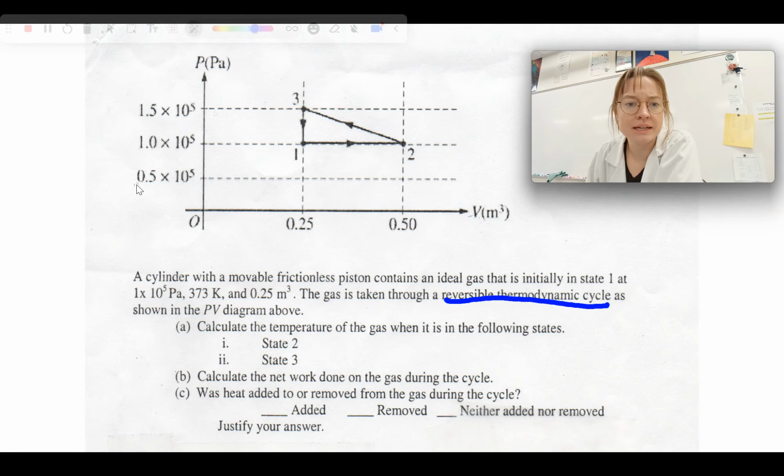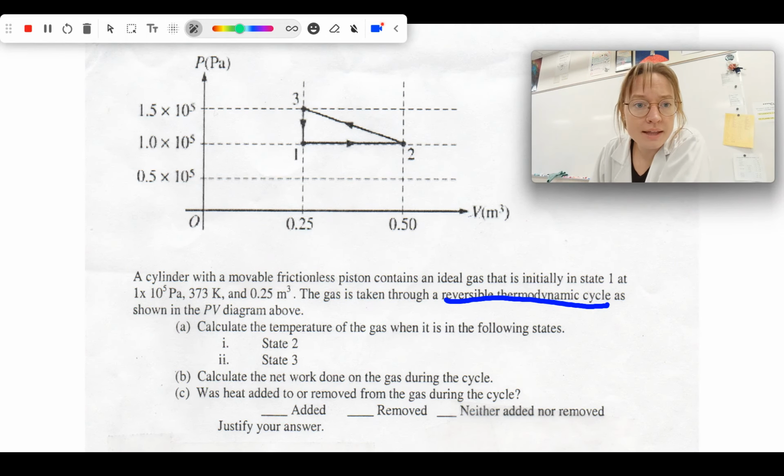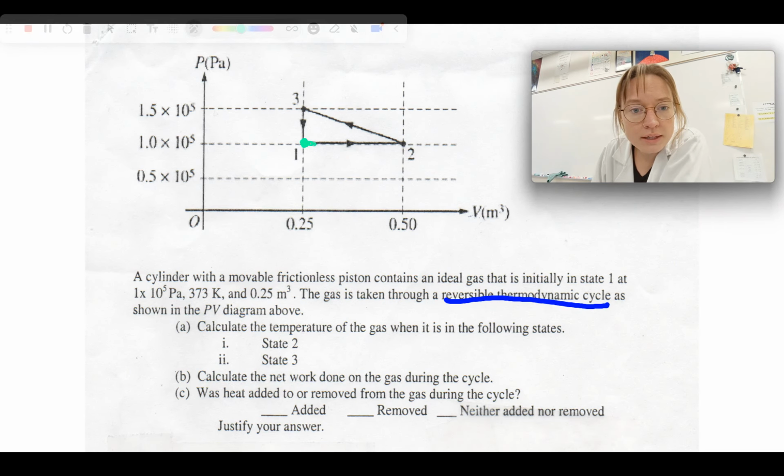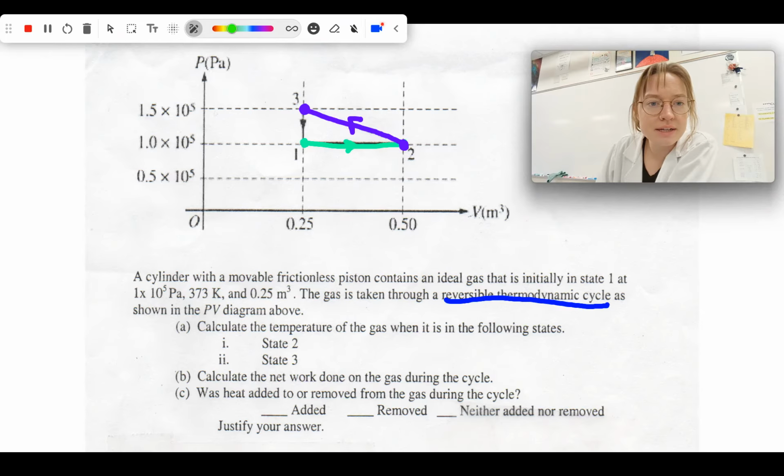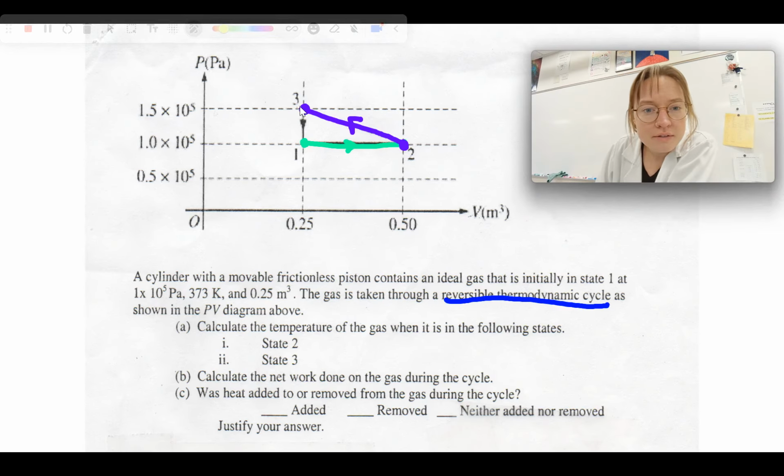Let's start with calculating the net work. Actually, before we do that, let's talk about what types of processes we have going on here. So we have a gas that starts here. It is going to start by going from point 1 to point 2 like this. Then after that, it's going to go from point 2 to point 3 like this. Then it's going to go from point 3 back to point 1 like this.